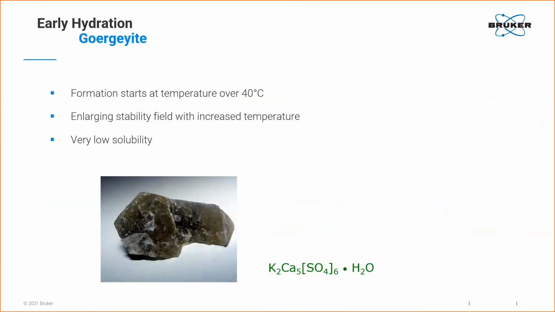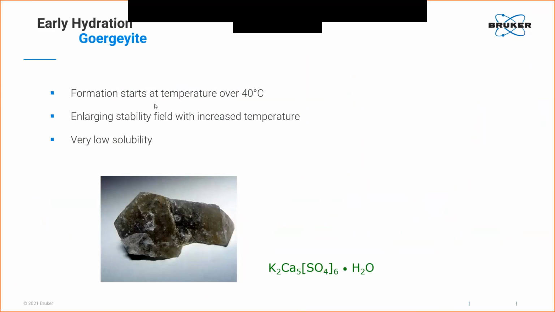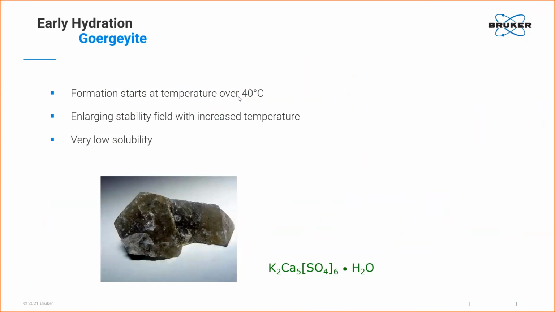And görgeyite is a tracer for elevated temperature. The formation of this phase takes place at higher temperatures, above 40 degrees, and higher temperatures increase the field of stability of this phase. And it is important to keep in mind that this phase, once it is formed, has a very low solubility. So also in this case, the SO3, which we would need for the setting control of the cement, is taken out of the system and not available anymore.